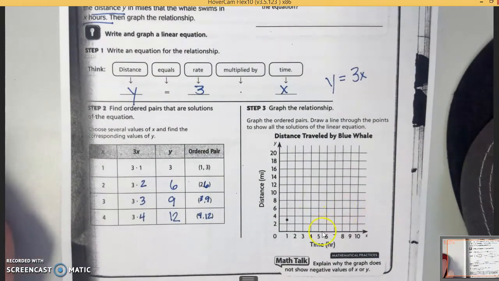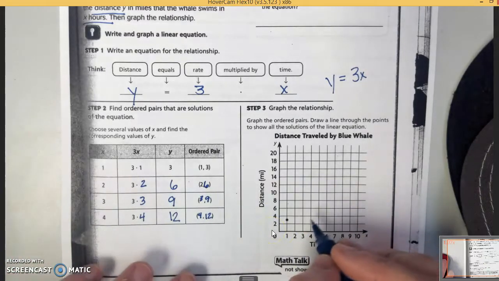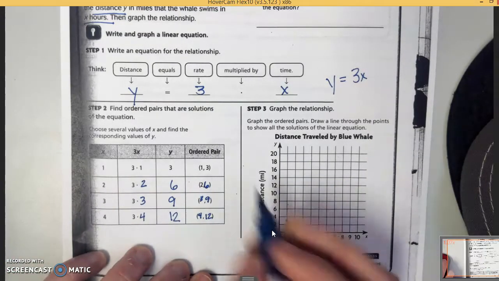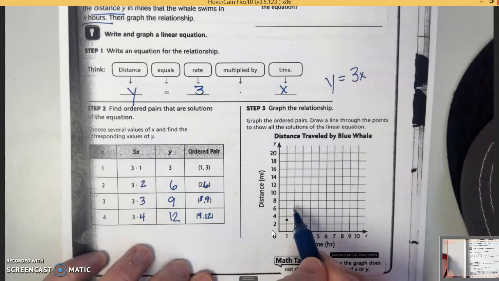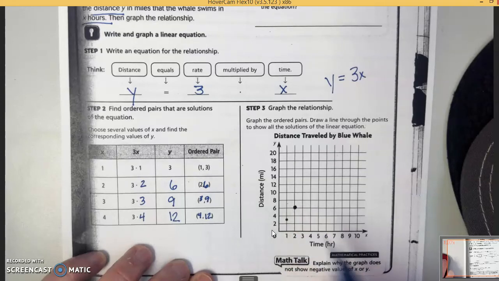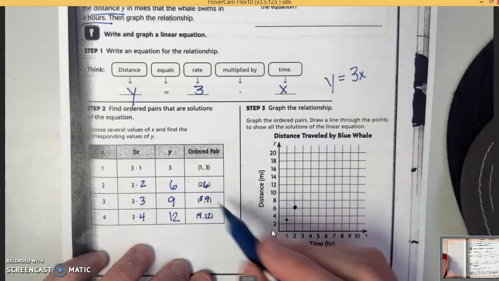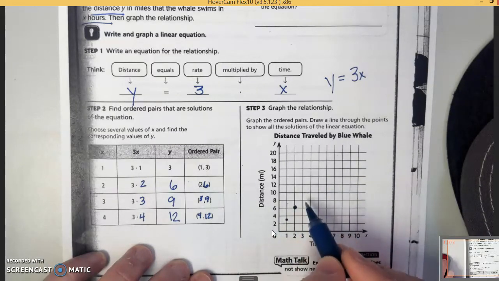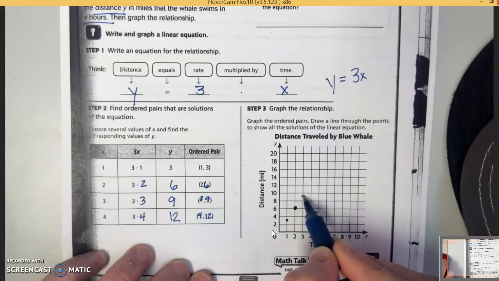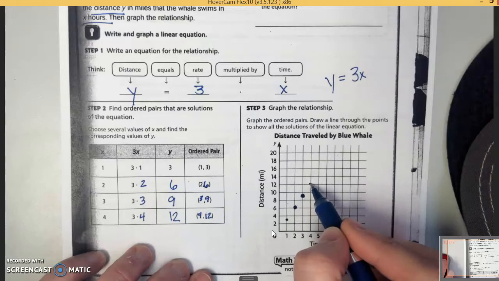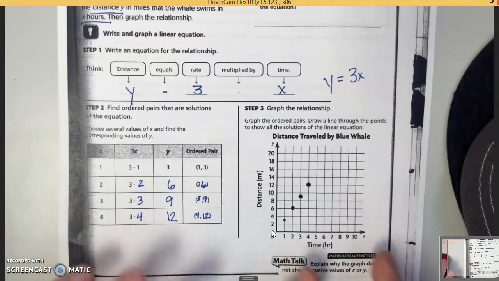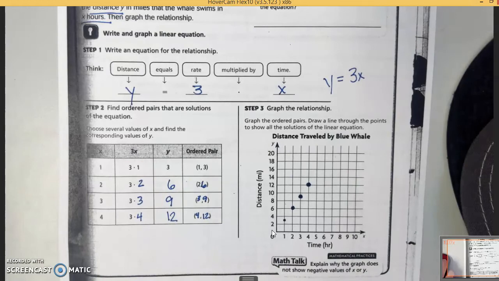Okay. We're going to take those ordered pairs and we're going to graph them here. So they've already graphed 1 and 3. So I'm looking at the ordered pair 1 and 3. Then I've got 2 and 6. So I'm going to graph that right here. Go ahead and graph yours. Then 3 and 9. 9's going to be right here in the middle of 8 and 10. So it's going to be about midway. And then 4 and 12. Okay, so those are just some of your ordered pairs.